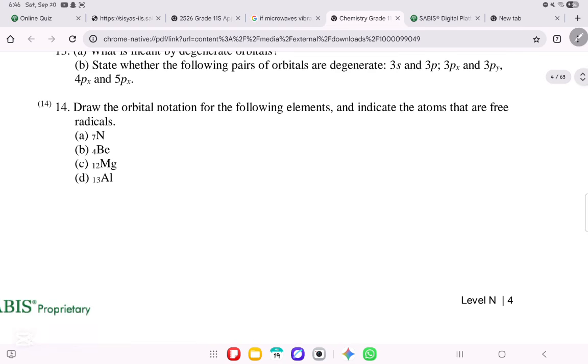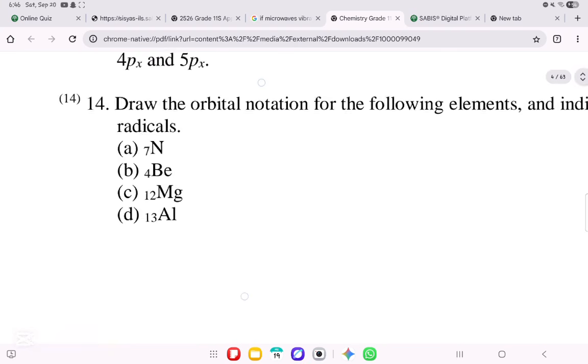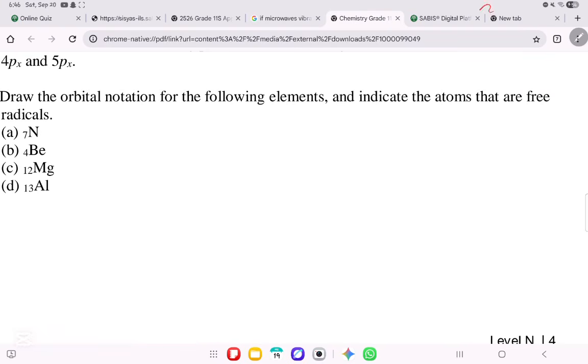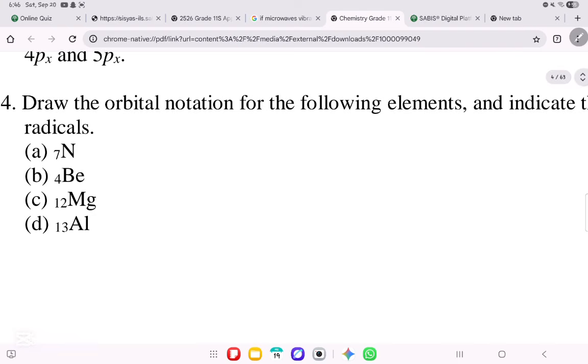Question number 14. Draw the orbital notation for the following elements and indicate the atoms that are free radicals. What do we mean by free radicals? By free radicals, we mean that they have unpaired electrons. So you should know how to do the configuration of nitrogen, beryllium, magnesium, and aluminum.